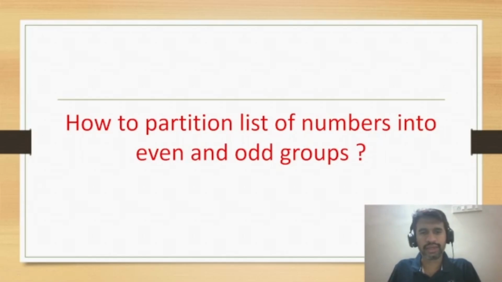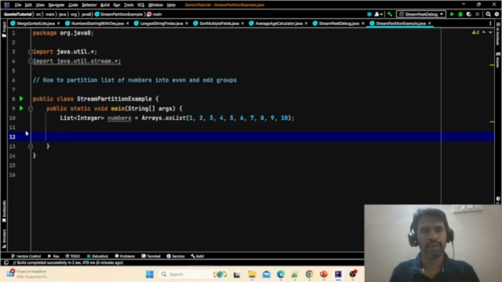The next question is how to partition a list of numbers into even and odd groups. Basically, the expectation is that we'll be given a list of numbers, and we have to divide that into even and odd groups. So let's see how to do it. Here you can see we have created a list of numbers. Now we have to group the numbers based on even and odd.